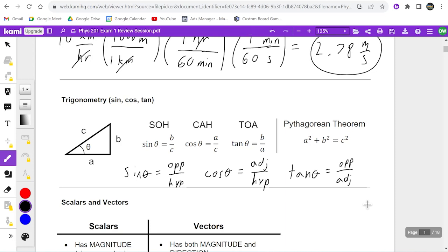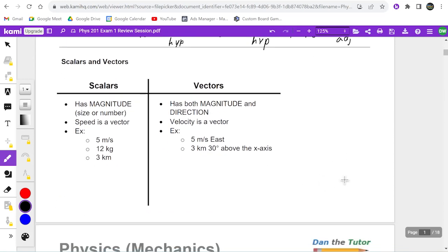Which then begs the question, what is a vector and what is a scalar? And for that, we turn to this little chart I have that explains the difference. So the biggest thing is that scalars have magnitude. That just means a number, like 5, 10, 12, whatever. And then vectors have a magnitude and a direction. So some examples are 5 meters per second east, 3 kilometers, 30 degrees above the x-axis.